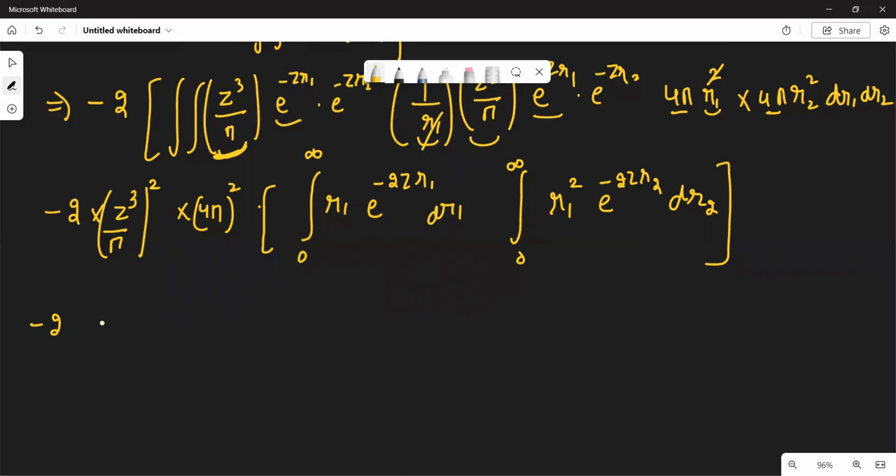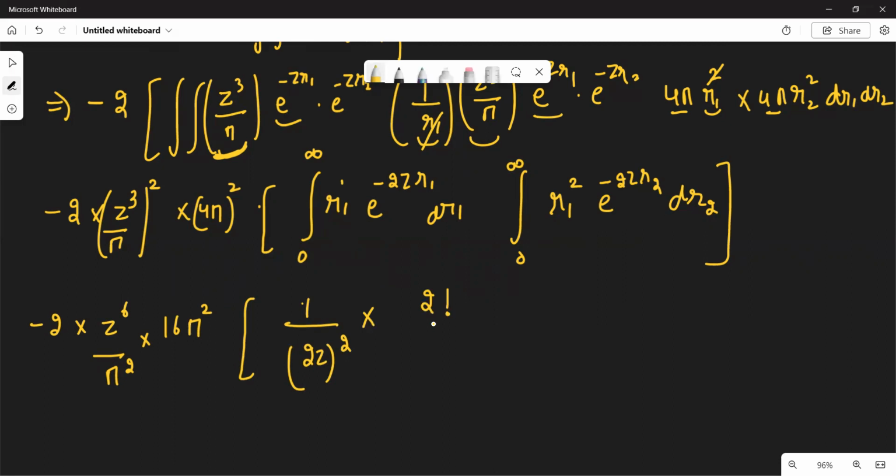Minus 2 into z raised to power 6 by pi square, 16 pi square. Here we will solve the integral. We get here power is 1, so 1 over 2z raised to power 2, into, here we have n is 2, that means 2 into 2 factorial over 2z raised to power 3. So this we are getting. Now we will solve it.